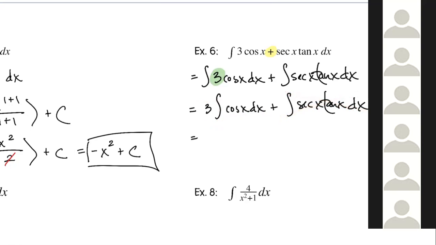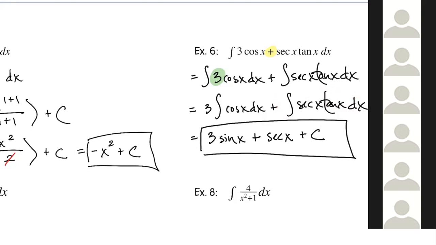So we get 3 sine x plus, now this one looks kind of scary and gross, so let's go back to our list of derivatives. What function had a derivative of secant tangent? Secant x, good, good. Okay, so that means the antiderivative of secant tangent is just secant. And don't forget our plus c. And there we go. Okay.